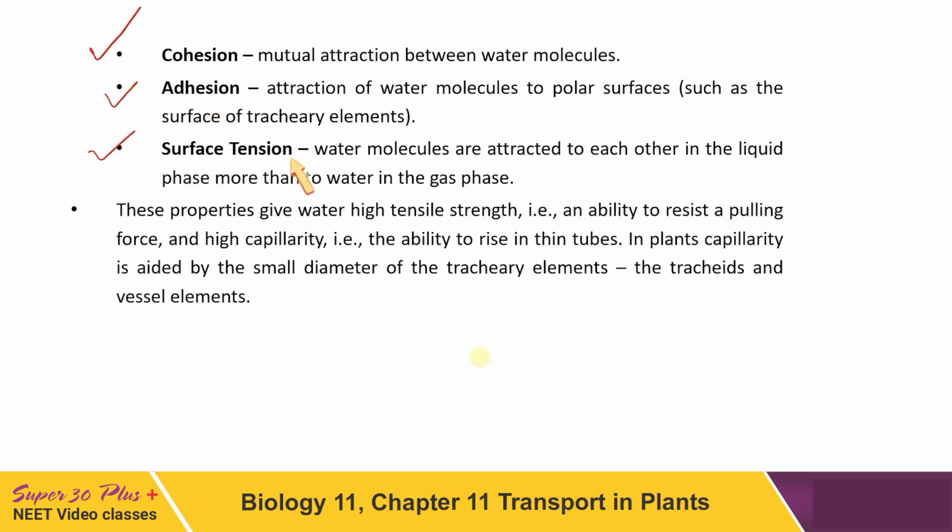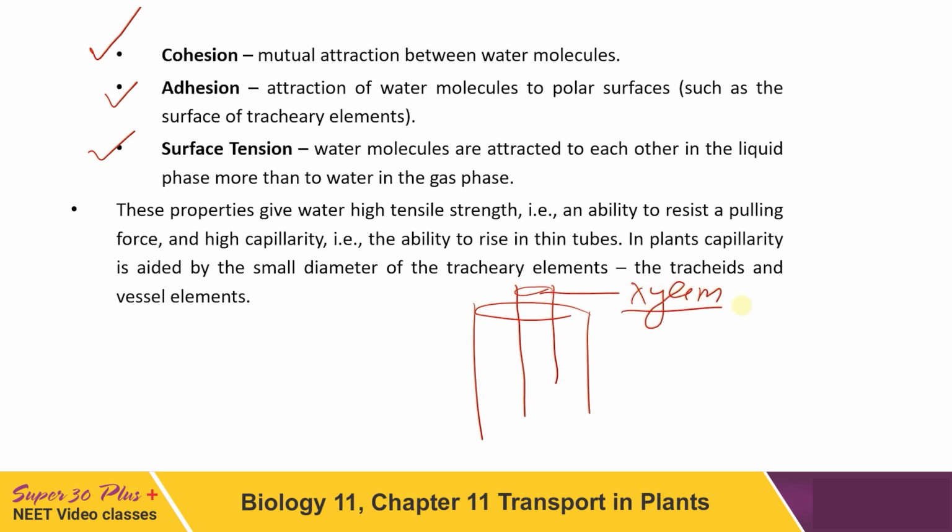You can understand it. Let this be the plant we have, and let this be the xylem in the plant. Xylem, you know, is a tubular structure. The xylem vessels we are talking about are cells placed one above the other. What is cohesion? Mutual attraction between water molecules.